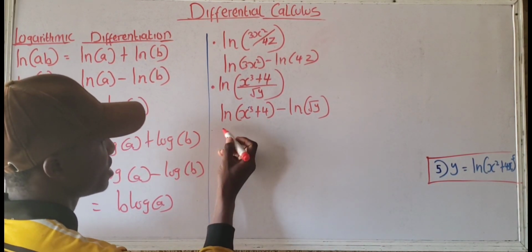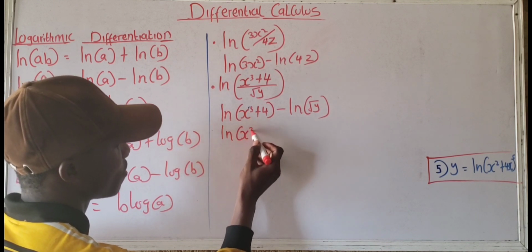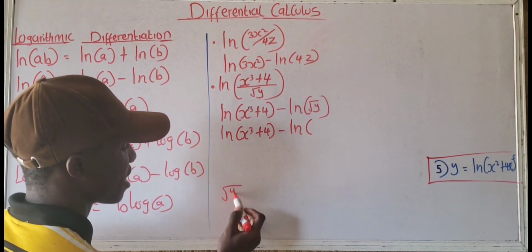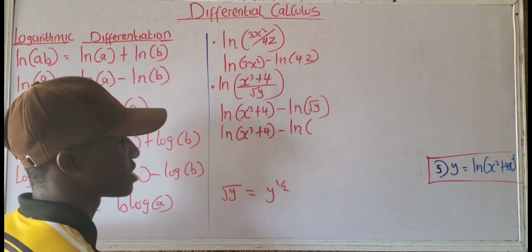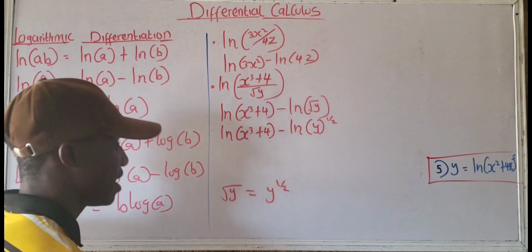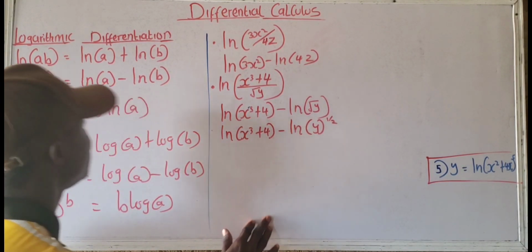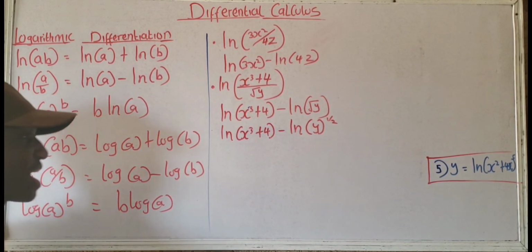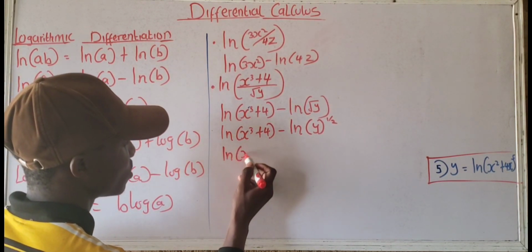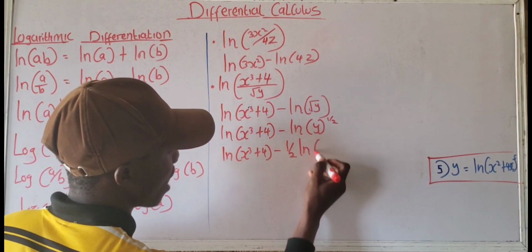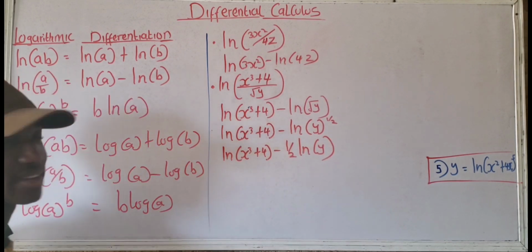Pay attention. This can be written as ln of x raised to the power of 3 plus 4 minus ln. Now, square root of y can be written as y raised to the power of 1 over 2. You understand? Now, from the basic law that we did earlier, we know that the log of a power is the product of that power and the log. So here I can rewrite it as ln of x raised to the power of 3 plus 4 minus 1 over 2 multiplied by ln y. You understand? So that is the expansion.